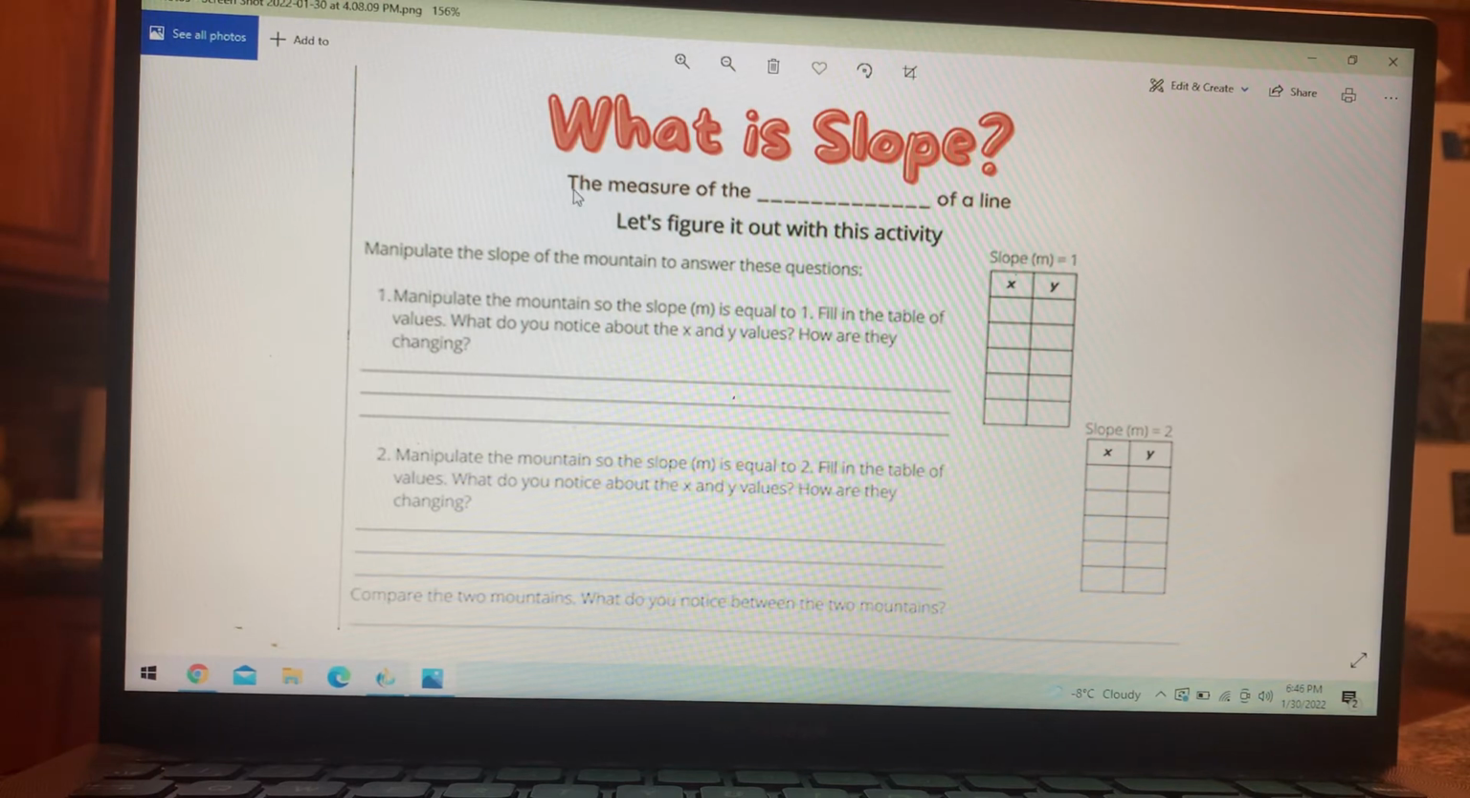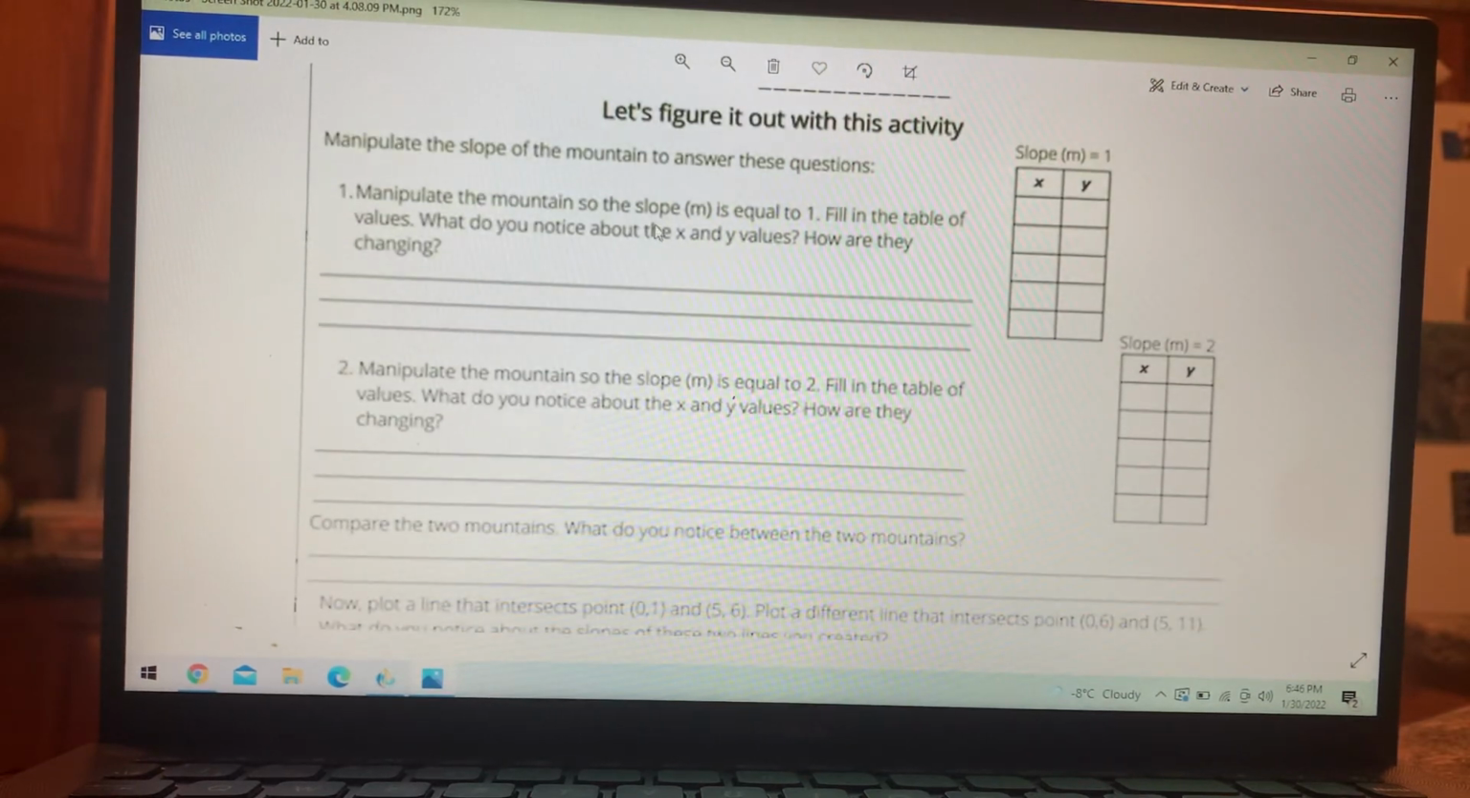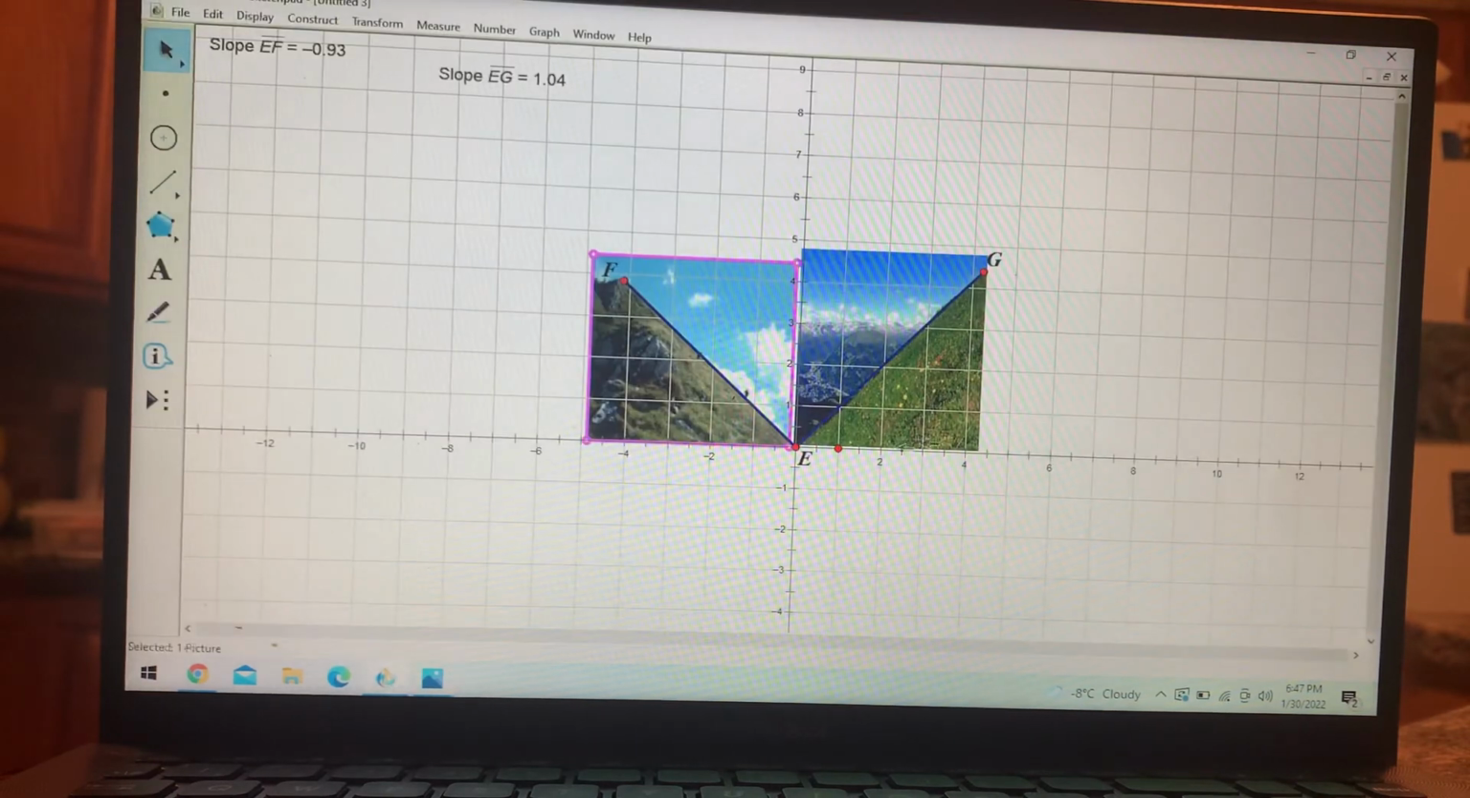So it's what is slope, and then it goes the measurement of the blank of a line. So they'd have to get this answer throughout the Minds On activity when we were discussing what the slope is. Okay, so question 1 here is asking them to manipulate the mountain so that the slope is going to be equal to 1, and then they're going to fill in the table of values that they see here. So when they go back onto the sketchpad, they're going to manipulate one of these lines. So we want it to be equal to 1, so they can manipulate the line.